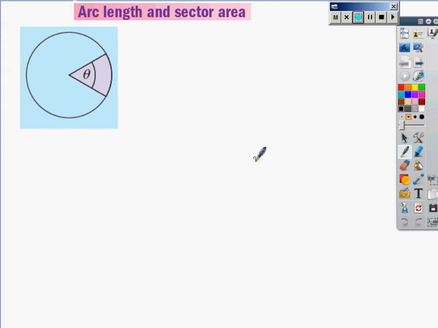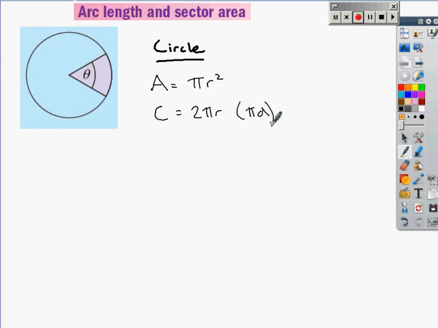Okay, we're going to look at arc length and sector area, and we're going to prove the formulae for both of these things now, because we have to remember these. It's important we understand where it comes from. Now let's just start off by taking the formula we know for a circle. The area of a circle we have to know off by heart. That is equal to pi r squared. And the circumference of our circle is equal to 2 pi r, or pi times the diameter.